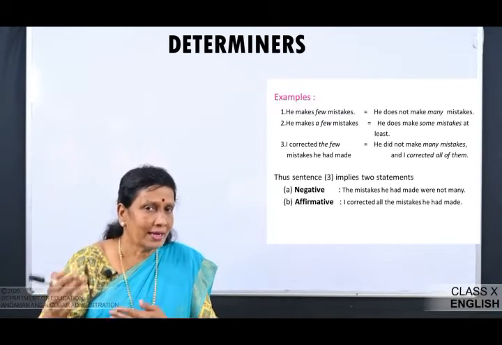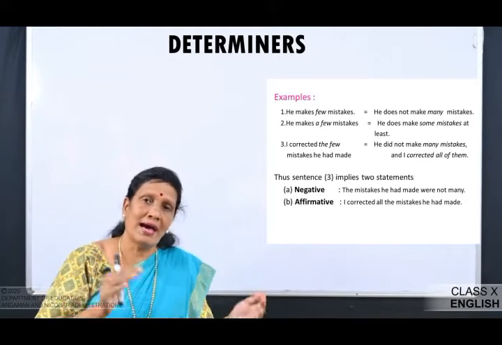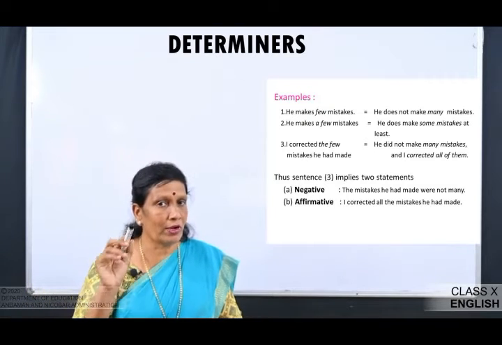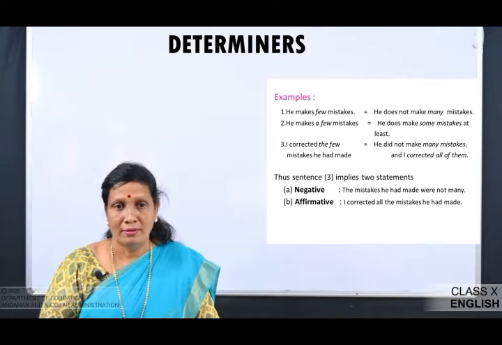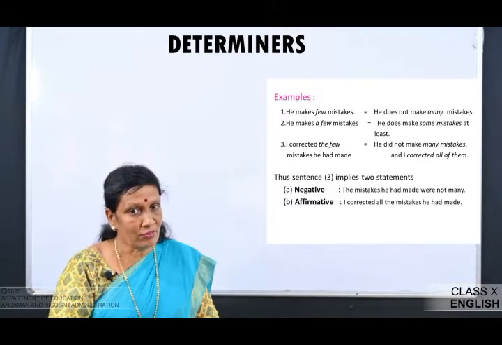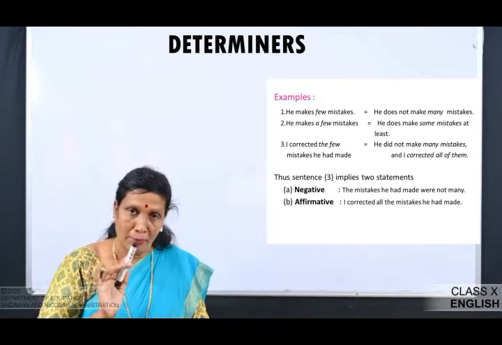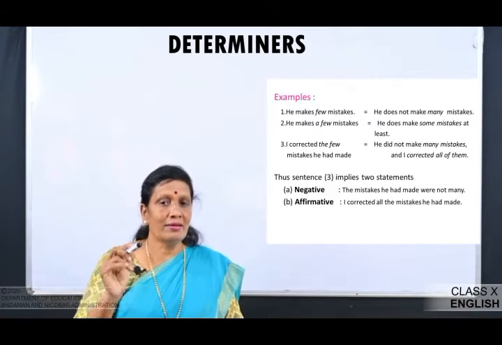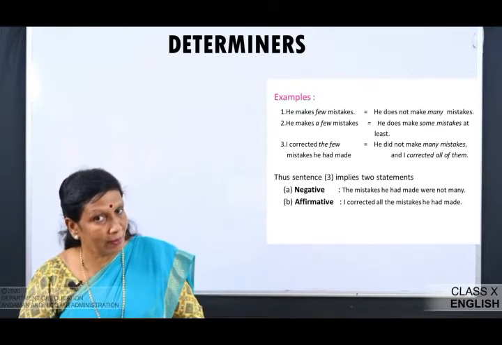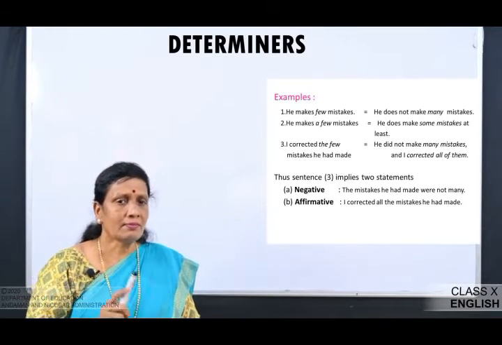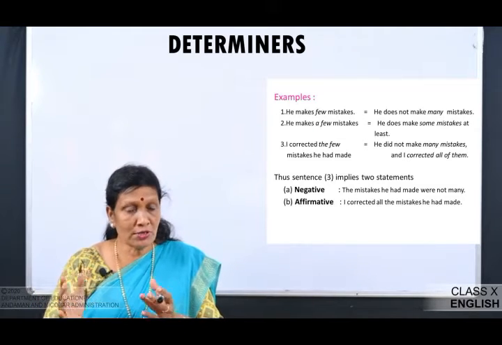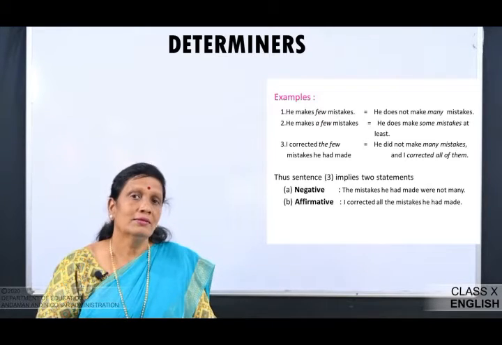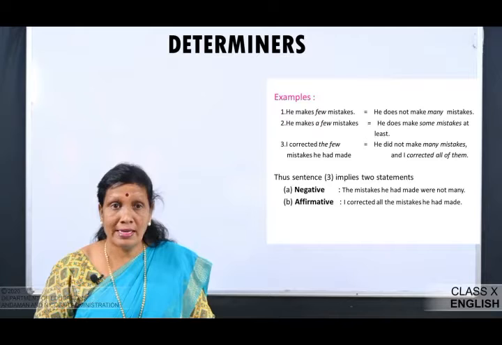Now the sentence 3 here, I corrected the few mistakes he had made, has got both negative and affirmative, positive and negative meaning. For example, negative: the mistakes he had made were not many. Affirmative: I corrected all the mistakes he had made. So you have got not in the first sentence, which is negative, and here I corrected all the mistakes he had made, that is an affirmative sentence. I hope children you have understood where to use few, a few and the few. Now let's move on.